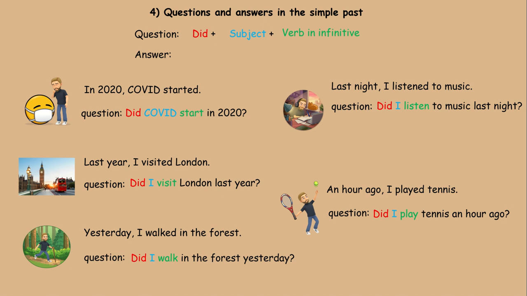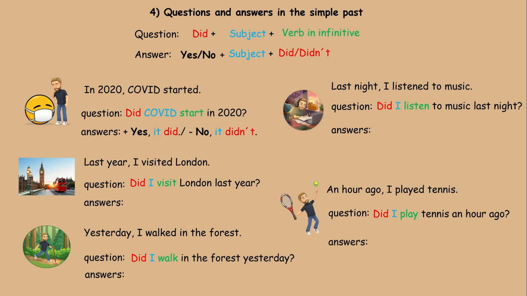Now, what about the answers? Well, for answers, you just need a yes or a no plus the subject plus did or didn't. Let us give some answers to the sentences. First sentence. Did COVID start in 2020? Yes, it did, which it did actually, or no, it didn't.